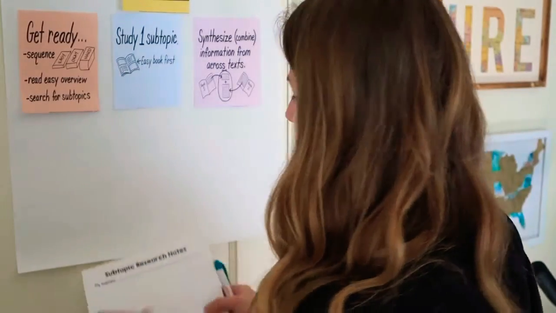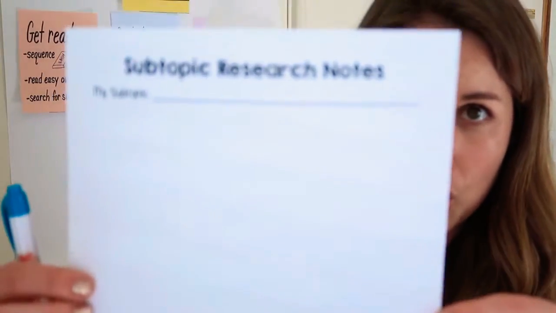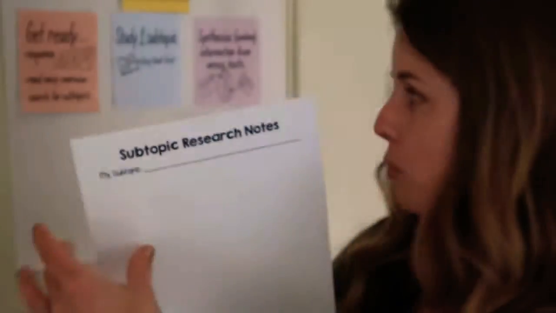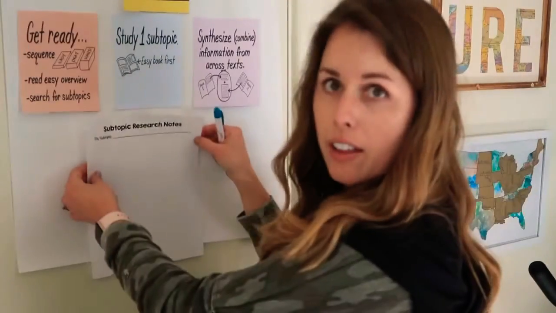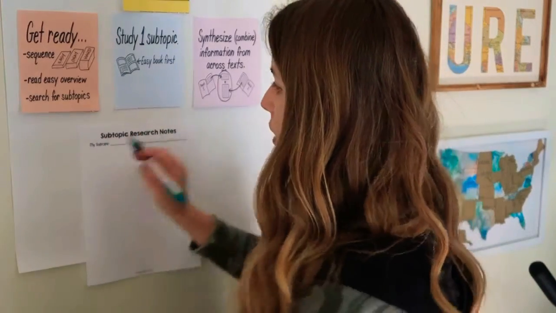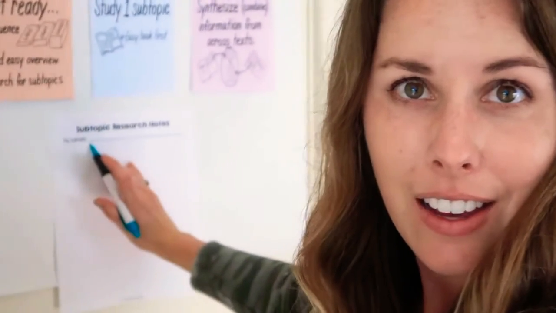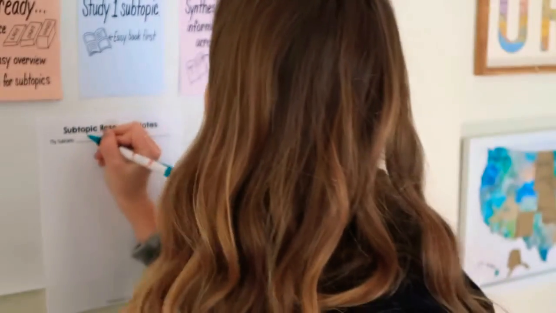And I'm going to be using my recording sheet. This is the recording sheet you will be using. It says subtopic research notes. Okay, I'm going to put that, I think you can see that right here, yep. So my subtopic is, well, we decided it's going to be growing up, right? So growing up.